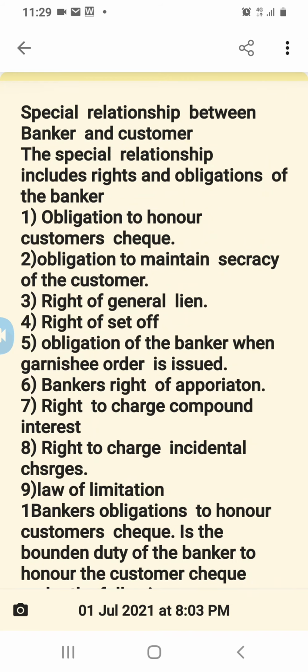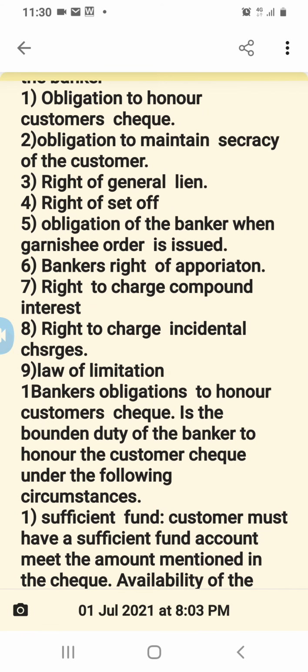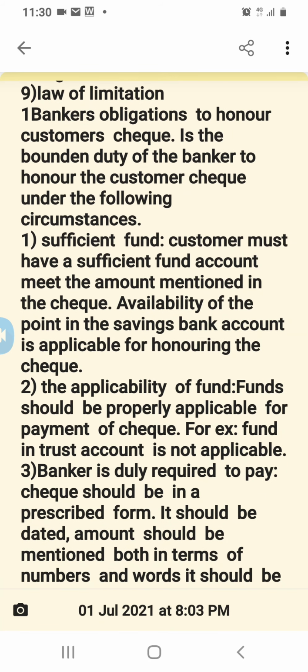Today I am going to discuss the first obligation, to honor the customer's check. It is the bounden duty of every banker to honor the customer's check whenever the check is presented before the banker. It is no doubt that under the following circumstances, it is the duty of the banker to honor the customer's check. First one, there must be a sufficient fund in his account.